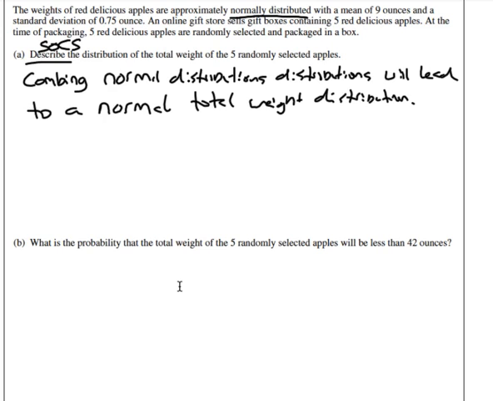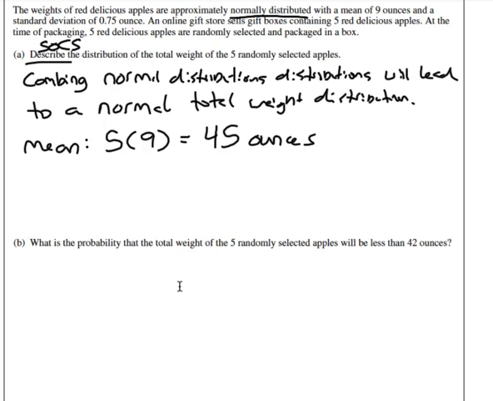Outliers, again, when we're talking about distributions such as these, we never really cover the outlier piece. Let's talk about the center. So each one has a mean weight of 9. Okay, so the new mean, if we have 5 of those apples, is just going to be 5 times that 9. We would expect them to weigh 45 ounces total because each one is expected to weigh 9.